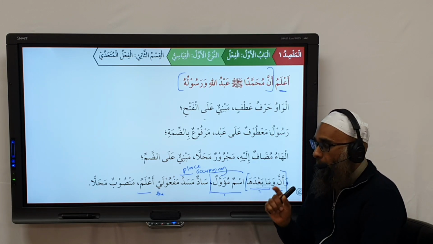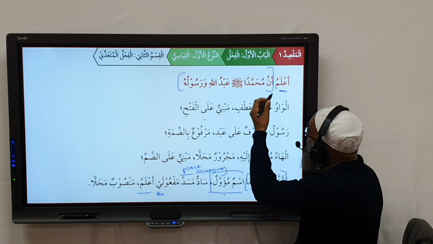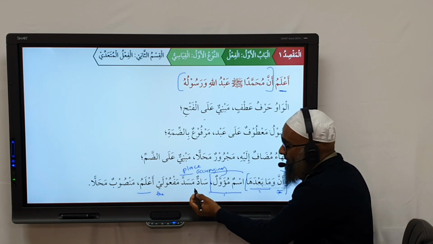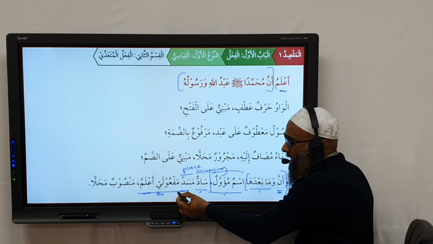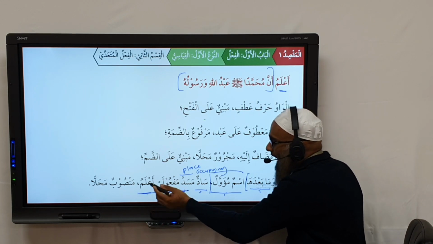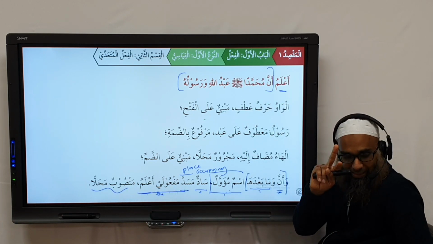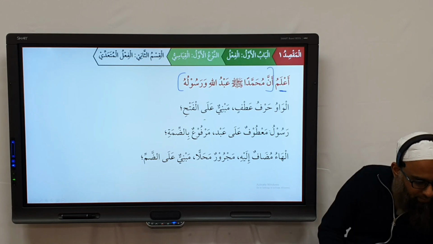Two maf'ul bihis. But because of anna, then it becomes one slot. And this one slot, anna wa ma ba'daha, is ism mu'awwal. That becomes what? Sadun masadda maf'ulay a'lam. It takes the place of both maf'uls of a'lam. And then this ism mu'awwal is mansubun mahallan because it's taking the place of two maf'uls. Does that make sense, everybody?